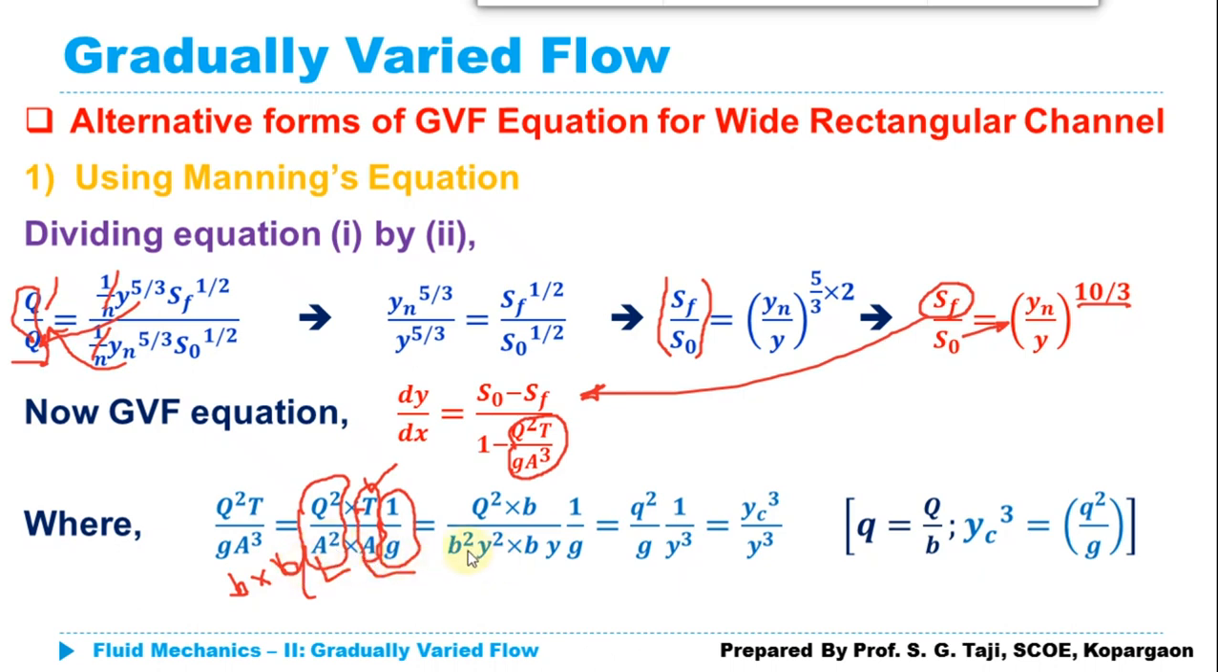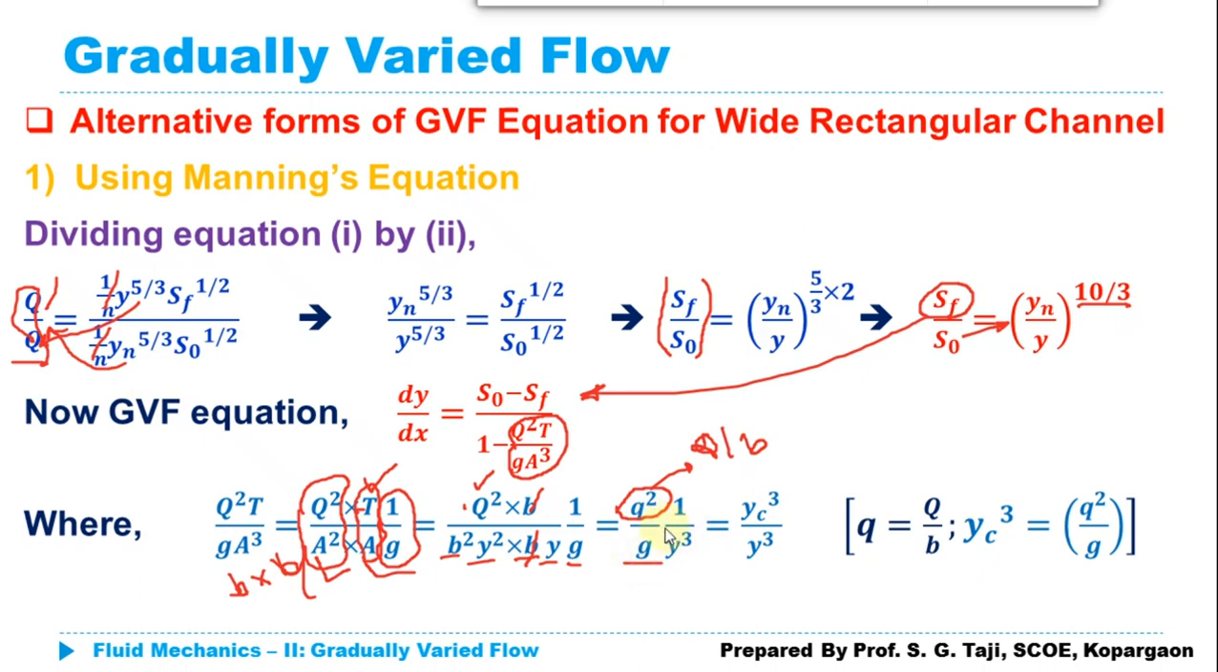After putting those values, what I am getting here: B square multiplied by Y square multiplied by B multiplied by Y multiplied by 1 upon g. So this B and B will get cancelled. What equation I am left with is Q square upon B square multiplied by Y square multiplied by Y, that is B square multiplied by Y cube multiplied by g. Now I can simply replace this Q upon B with the discharge per unit width. So Q square upon B square will be equal to small q square, that is discharge per unit width, which is measured as Q upon B, multiplied by 1 upon Y cube multiplied by g.